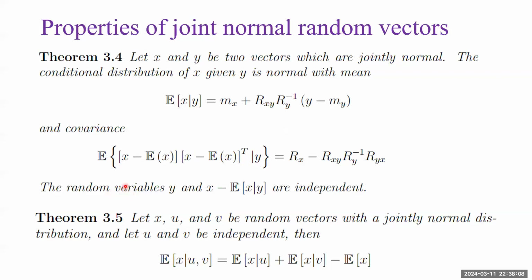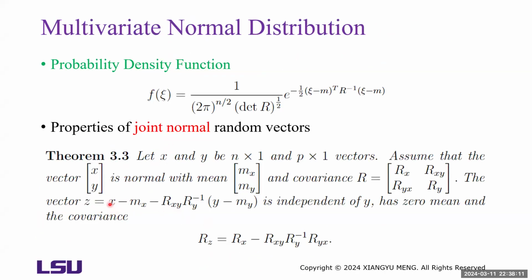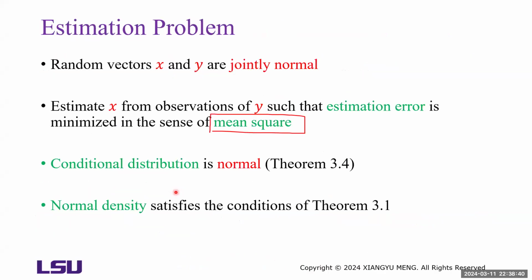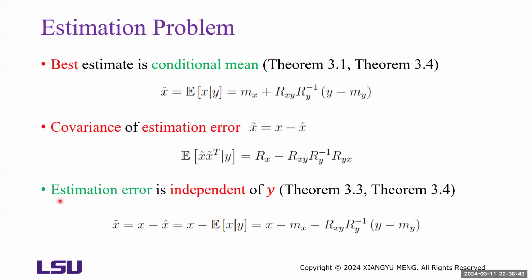From theorem 3.3, we know that the vector z is x minus mx minus Rxy Ry inverse (y minus my). Then mx plus Rxy Ry inverse (y minus my), according to theorem 3.4, is the conditional mean of x conditioned on y. So therefore, x minus the expectation of x conditioned on y is independent of y. The estimation error is independent of y, based on theorem 3.3 and theorem 3.4.